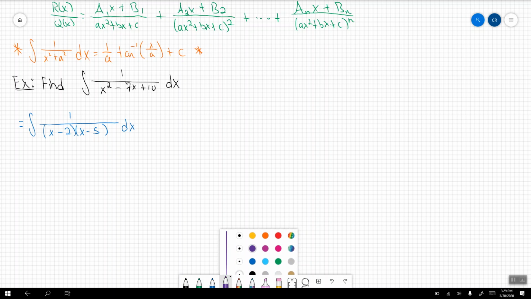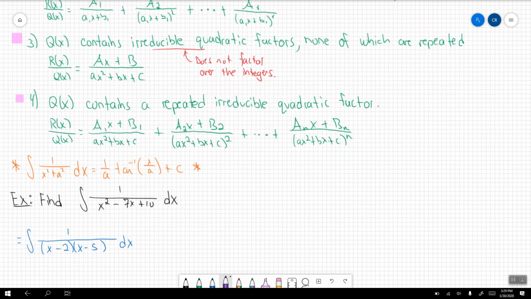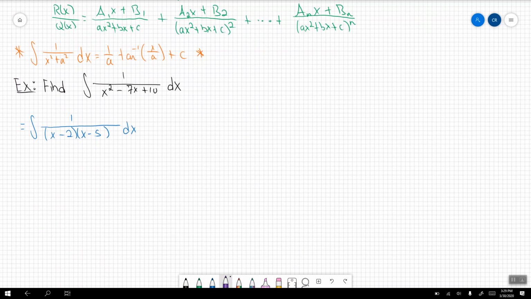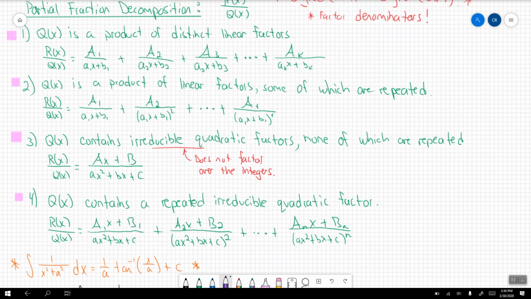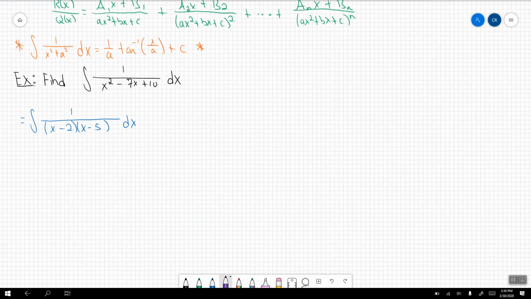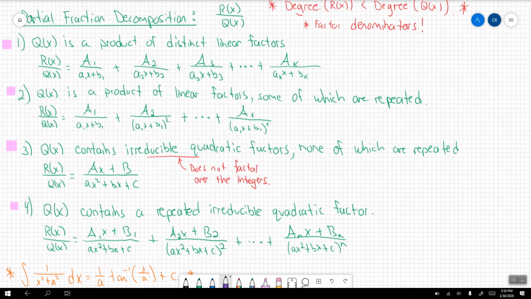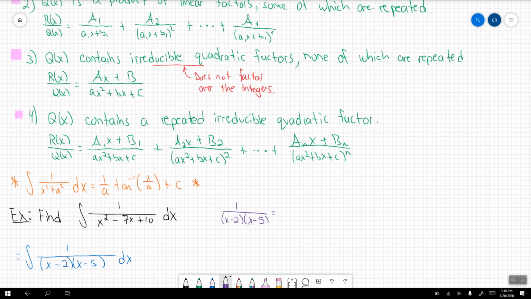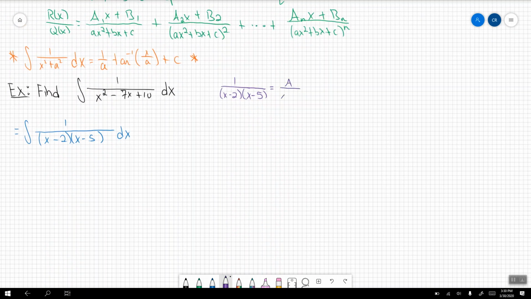All right, so partial fractions, let's see what kind of cases we satisfy here. Looking at the denominator, it is 2 different linear factors that are not repeated, which means this falls under case number 1: distinct linear factors. So I'm going to say 1 over x minus 2 times x minus 5 breaks down into individual coefficients in the numerator: some a coefficient over x minus 2 plus some b coefficient over x minus 5. Great. This is the method of partial fraction decomposition that we want to work with.